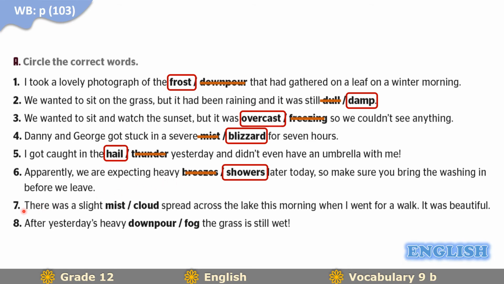Next sentence. There was a slight mist or cloud spread across the lake this morning when I went for a walk. It was beautiful. The right answer is mist, which means small drops of water in the air. And the last one, after yesterday's heavy downpour or fog, the grass is still wet. Of course, the right answer is downpour, which means a large amount of rain that falls quickly. Well done.